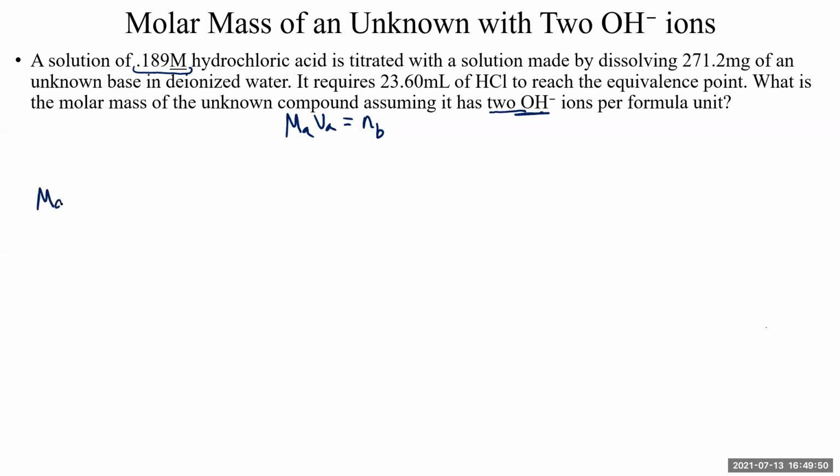Molarity of acid equals, you know what, I'm just going to start filling it in. I think you know the rest of this now. 0.189 molar. So that's our MA, multiplied by our volume, 23.6 milliliters. Of course, we need to convert that to liters, right? We need to convert from milliliters to liters. Otherwise, we're not going to get moles, we're going to get millimoles.